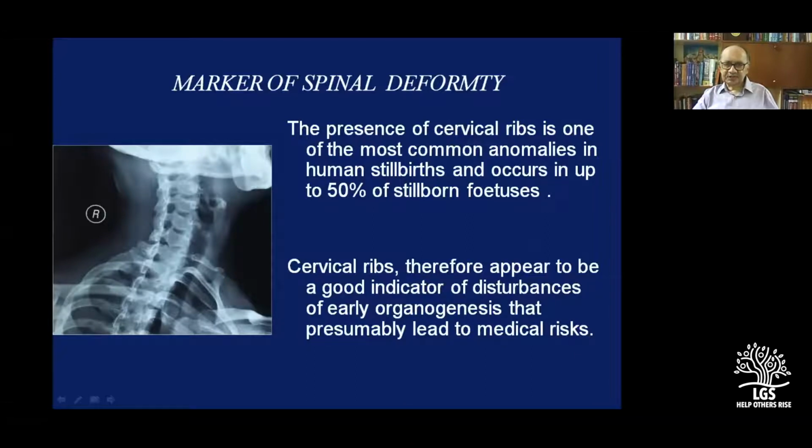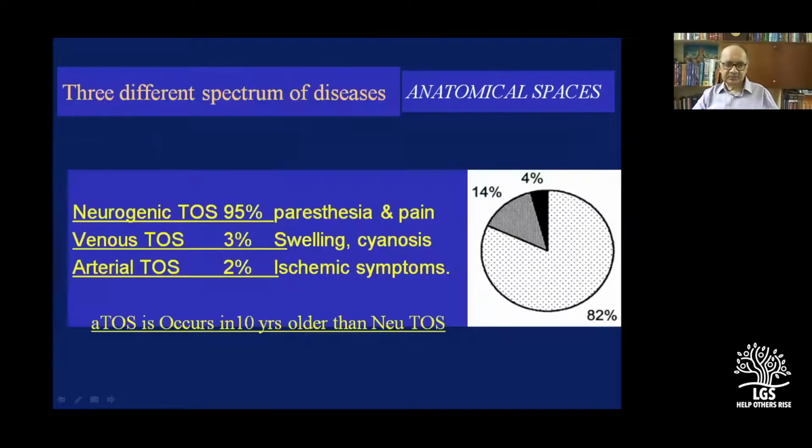The presence of cervical rib is the most common anomaly in human stillbirth, occurring in 50 stillborn fetuses. Cervical ribs, therefore, appear to be a good indicator of disturbance of the organogenesis that presumably leads to medical risks. You can see the extra ribs awkwardly present.